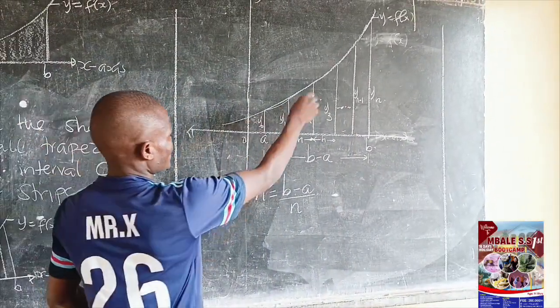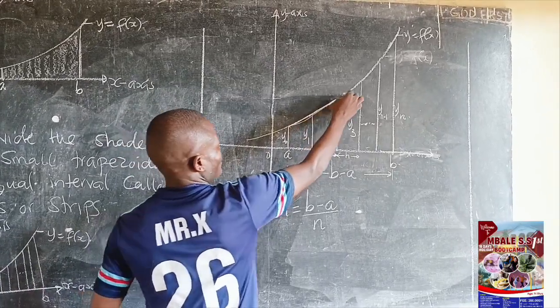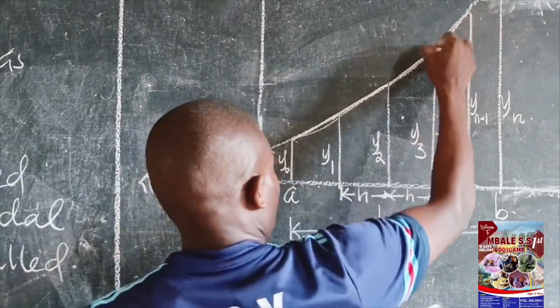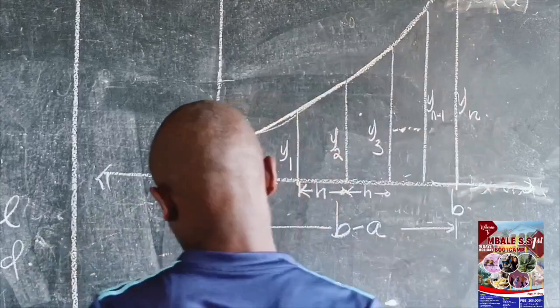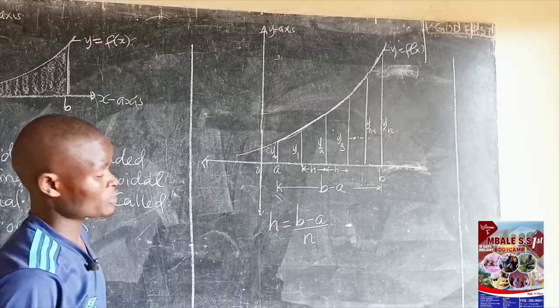Now, to get the total area here, we first assume this is a trapezium, this is a trapezium, this is a trapezium, this is a trapezium. We don't consider the whole of this. We choose to work with each trapezoidal strip.